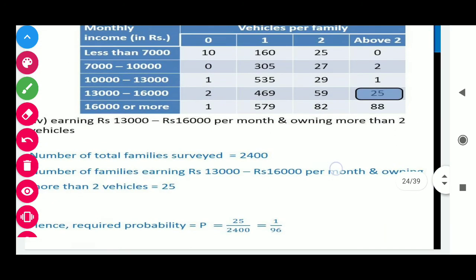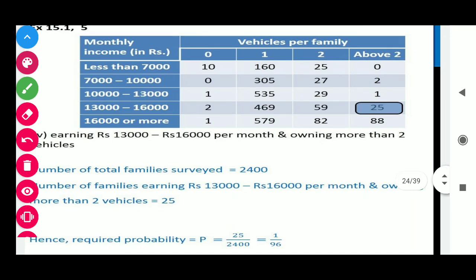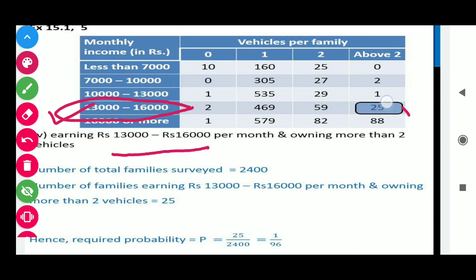So students, here we have the next similar part. You can do it on your own. Here it is owning more than two vehicles and earning 13,000 to 16,000. You can see from the table. These are the 13,000 to 16,000 monthly income, and above two vehicles are 25 in numbers. So students, you can do this.